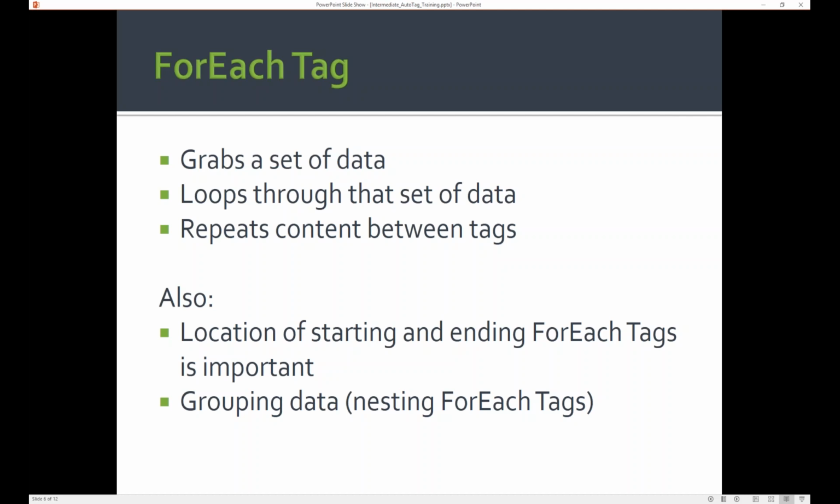Sorry, I had a beep in my ear. Sorry about that. So the for each tag, it does three things. First, it grabs a set of data, any set of data that you want to work with, that you want to pull from your data source. Second, it loops through that set of data that you selected to work with. And third, it repeats all of the elements between the tags. I'll also show you the importance of where to place the beginning and ending for each tag, and show you the results of placing these tags in different ways. And we'll also get into grouping data or nesting for each tags, and I'll show you how to group your data with these nested for each tags.